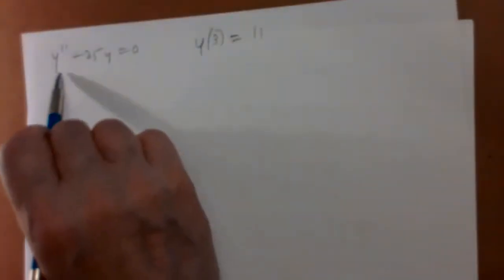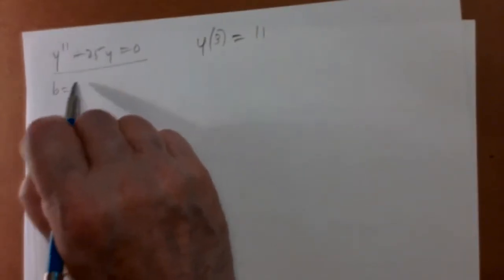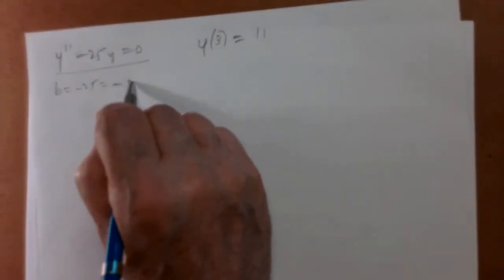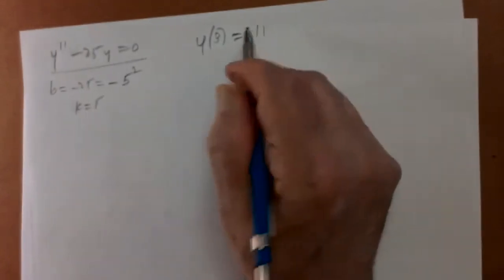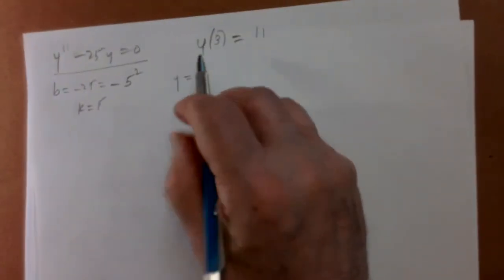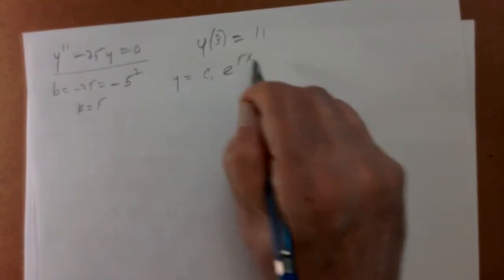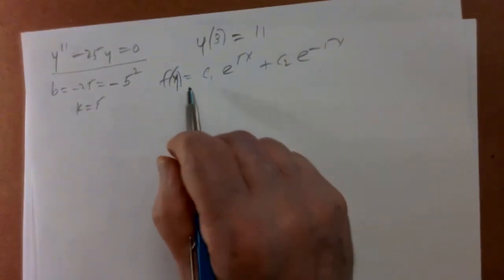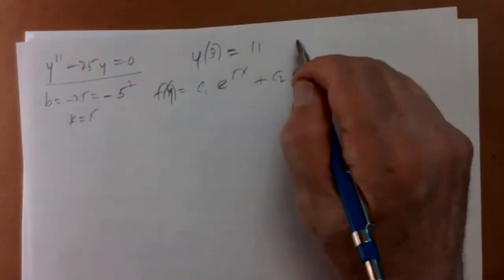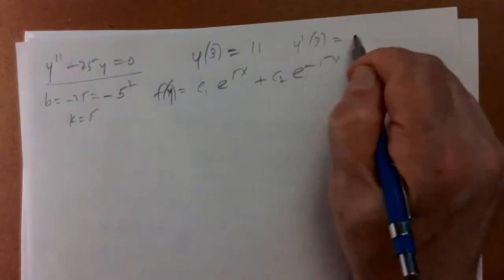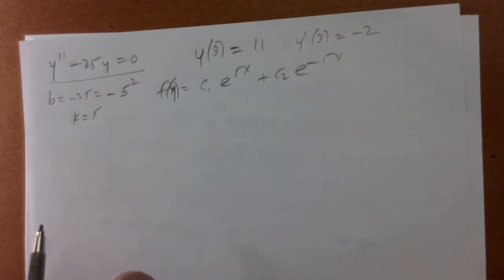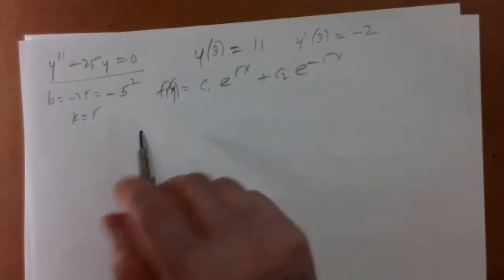Okay. So here's our differential equation. b is minus 25, which is negative. You can write that as minus k squared, minus 5 squared. k is equal to 5. A general solution is y equals c1 e to the 5x plus c2 e to the minus 5x. So we have some function f of x of this form. And we need two initial conditions for the function, and let's say y prime at 3 is equal to minus 2. Right? So can we find a solution that satisfies these initial conditions?